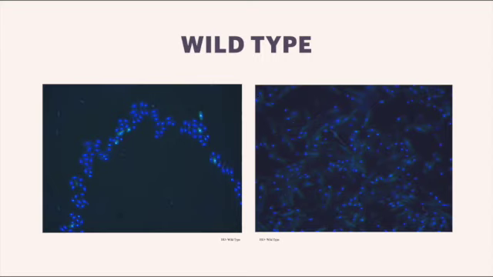This is our wild type cells. The HU minus will be on the left, and the HU plus is on the right. You can see here that in the HU minus, the DNA distribution of the daughter cells will be pretty equal. And same thing in the HU plus for the wild type.